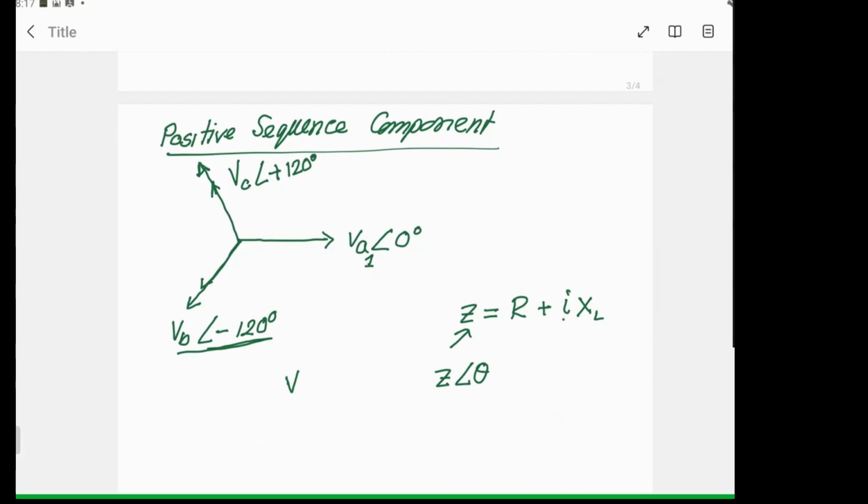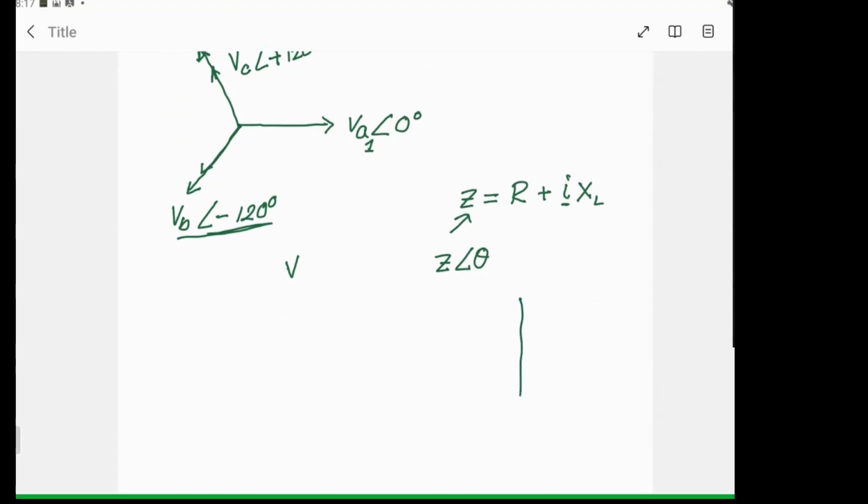So what does this j indicate? It is a complex notation, isn't it? But what does it mean? Imaginary. And if I draw this imaginary, XL will be somewhere here, right? My y-axis is considered as the imaginary axis, and this is my R. Do you know why XL is always in this direction? Why do we consider that the y-axis is imaginary?